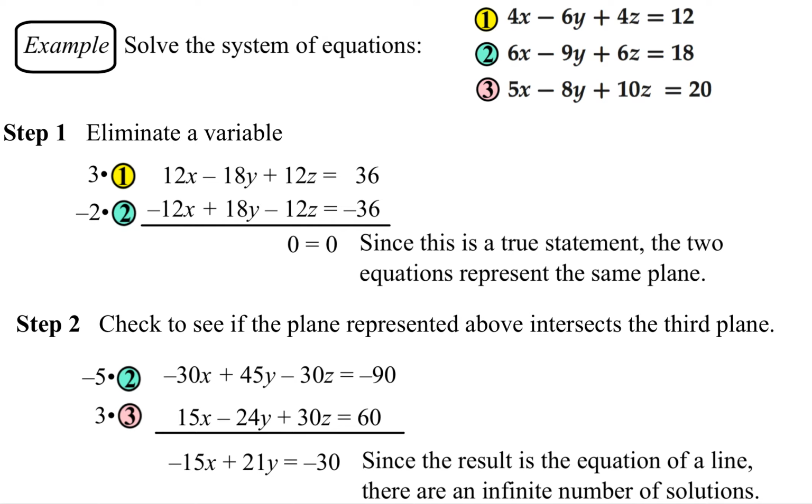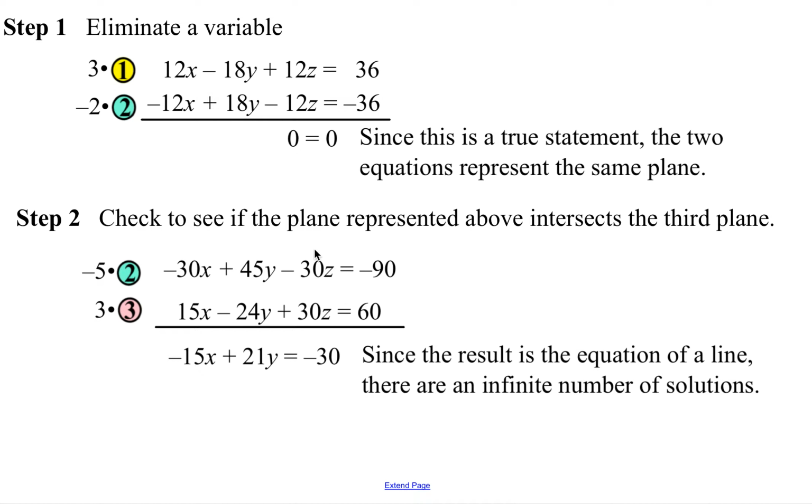And when I add them together, I get another equation. So I do get the z variable to drop out, but I get an equation. Now this equation represents a line. Since the result is the equation of a line, we know that there are an infinite number of solutions. Okay, so that's going to be a scenario like I showed you in the first slide, where we have an infinite number of solutions because they intersect to form a line.